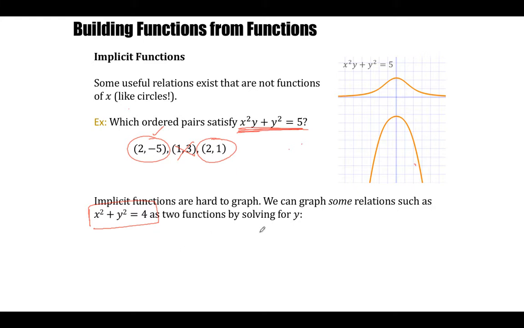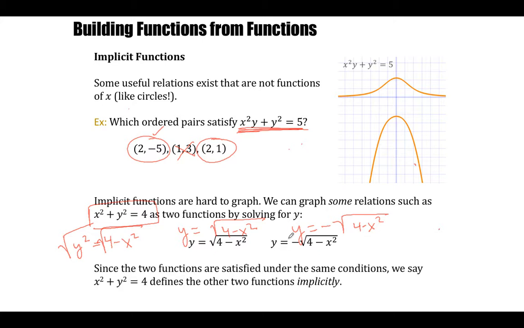So if I went ahead and solved this for y, let's see, y squared equals 4 minus x squared. And I take the square root, I'm going to get y equals the square root of 4 minus x squared, and y equals negative square root of 4 minus x squared, right? So I get two functions here. Since the two functions are satisfied under the same conditions, we say that x squared plus y squared defines the other two functions implicitly. So this is implicit. These are explicit.